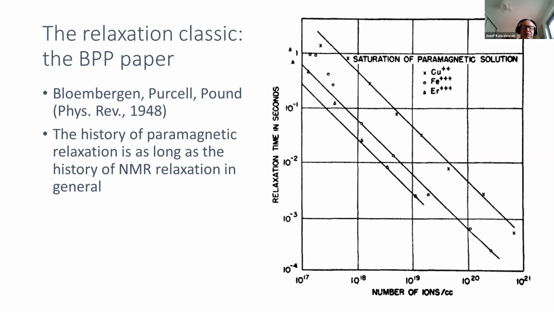Now, I want to begin, as Professor Fresard did, with the very old history of NMR, and mention the relaxation classic, the Bloembergen, Purcell and Pound paper from 1948, which contained this picture that I have here. It's the relaxation rate of water protons as a function of concentration of some paramagnetic ions. So the history of paramagnetic relaxation, we can say, is as long as the history of NMR relaxation in general.